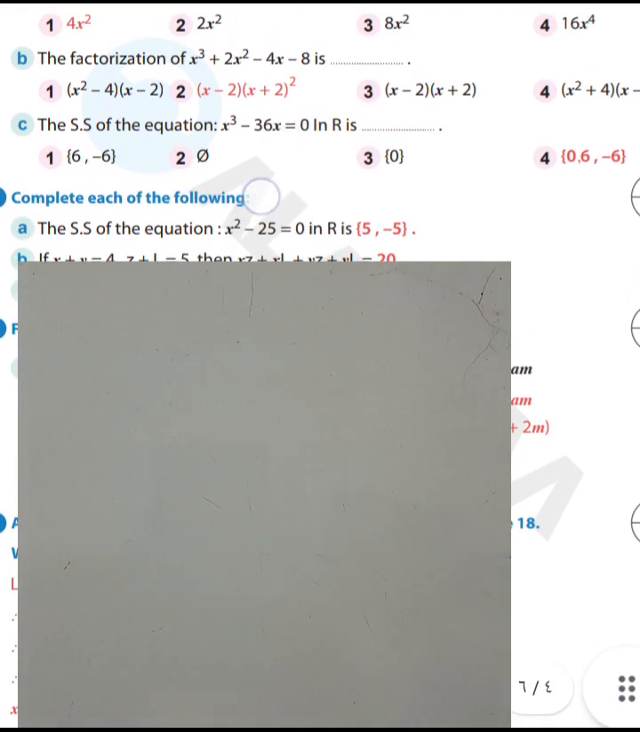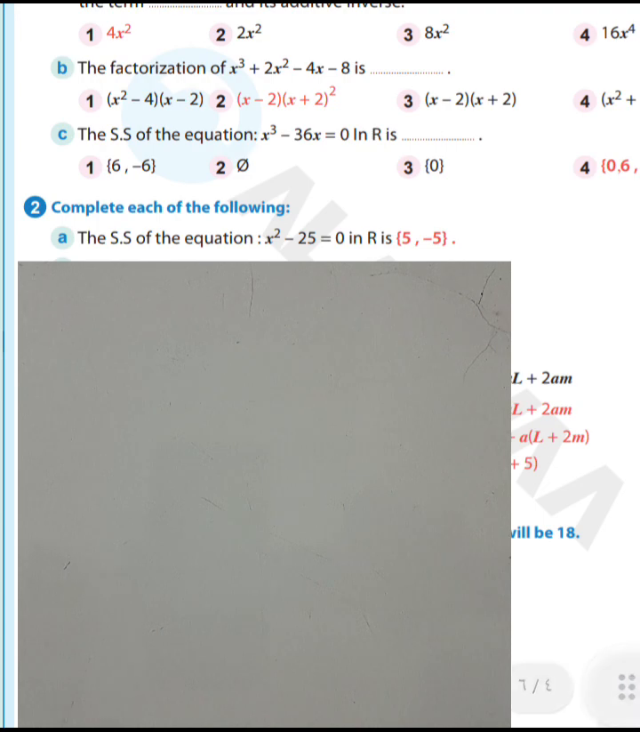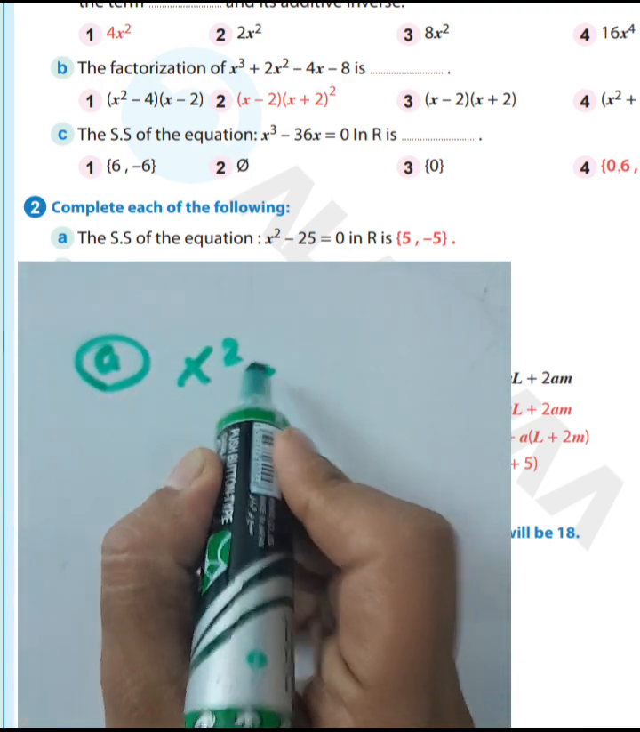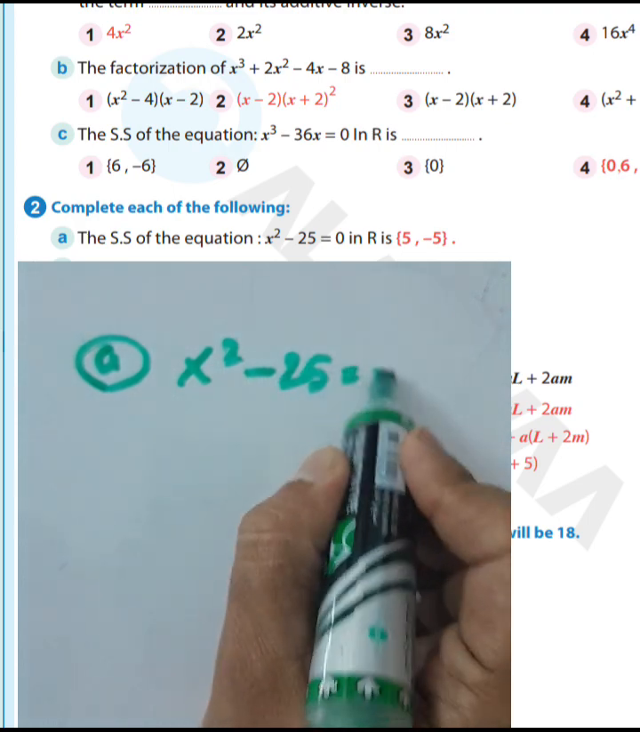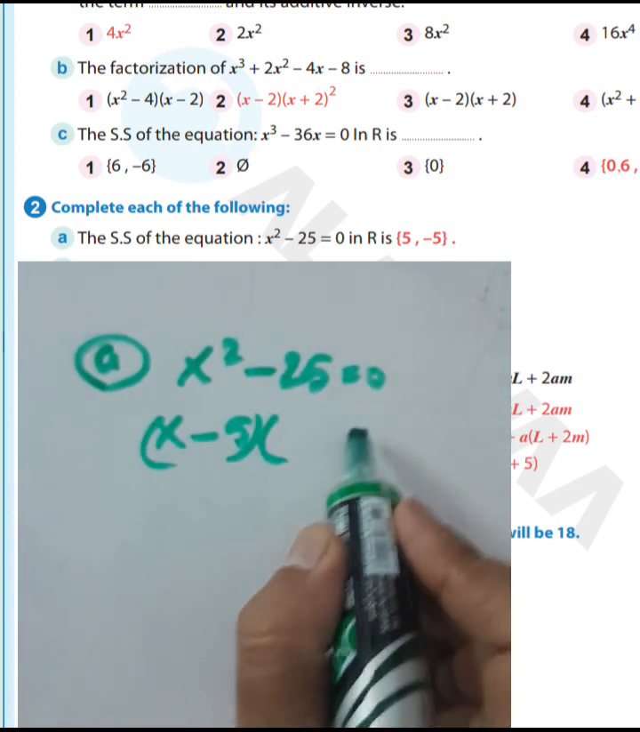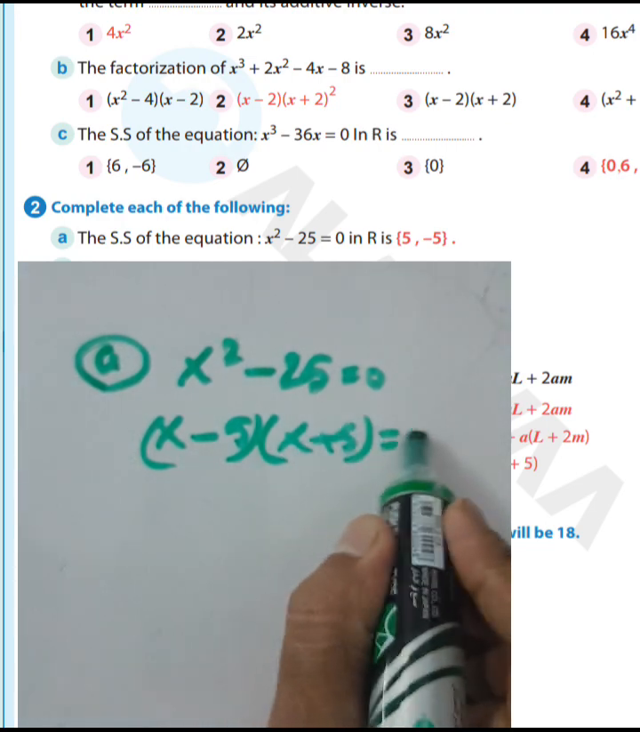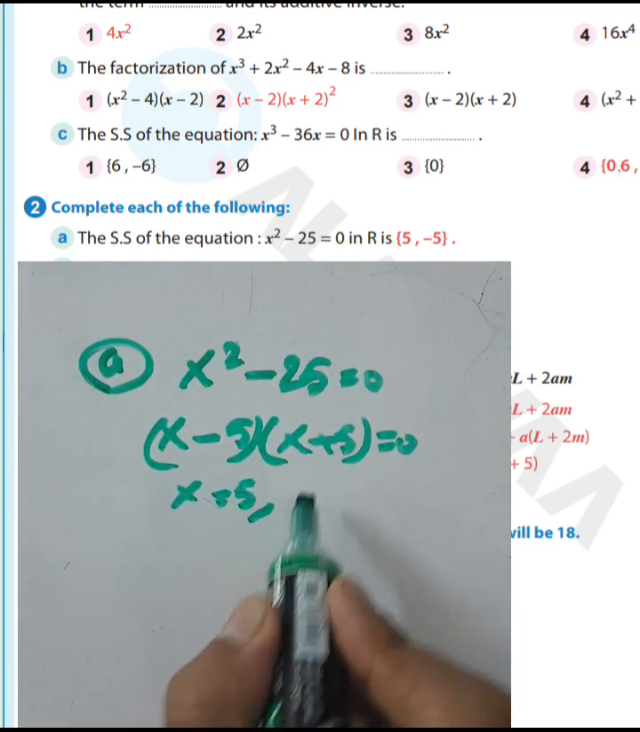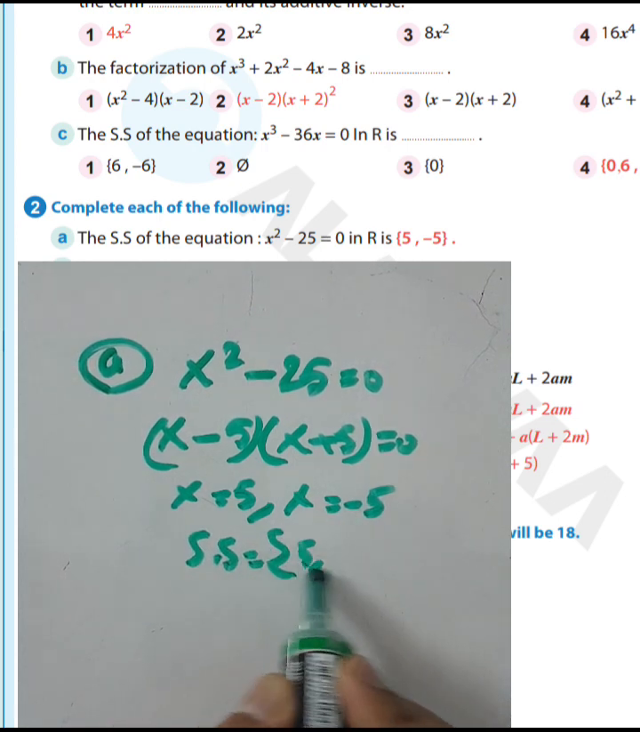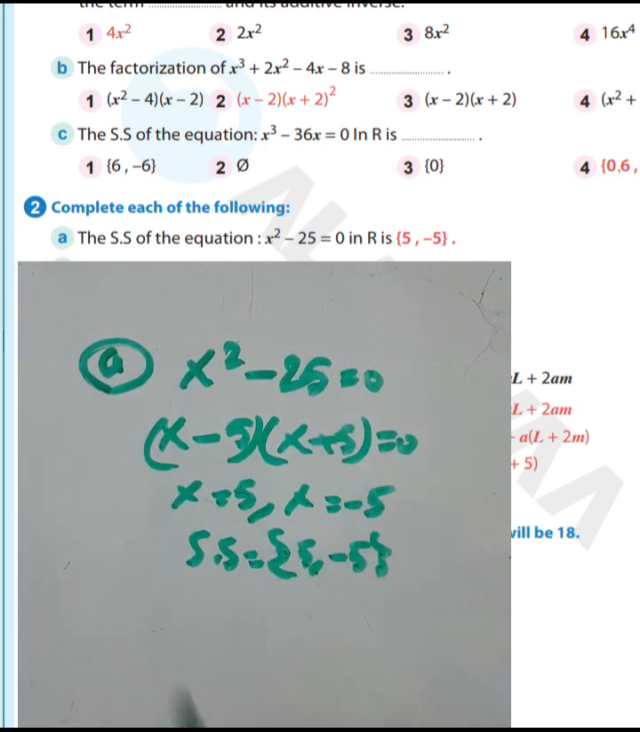Complete. Number 2, letter A. Solution set of the equation x power 2 subtracted by 25 equals 0. Then we can factorize here. If x equals 5 or x equals negative 5, the solution set will be 5 and negative 5.